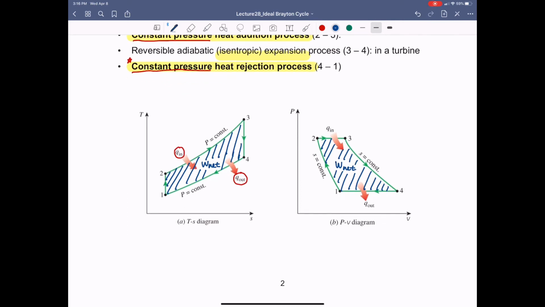Honestly speaking, when you deal with the ideal Brayton cycle, we don't much care about the PV diagram anymore. But instead, we care much more about the TS diagram, because the TS diagram gives us more information and graphically that is more clear. Okay? So, I'm going to use the TS diagram a lot for the ideal Brayton cycle analysis. And I hope you should also be able to draw the TS diagram for the ideal Brayton cycle.